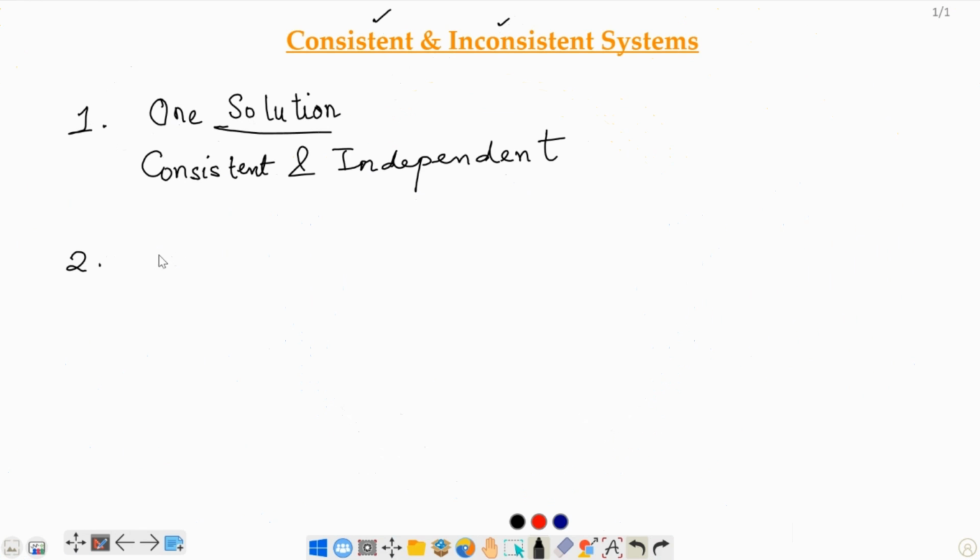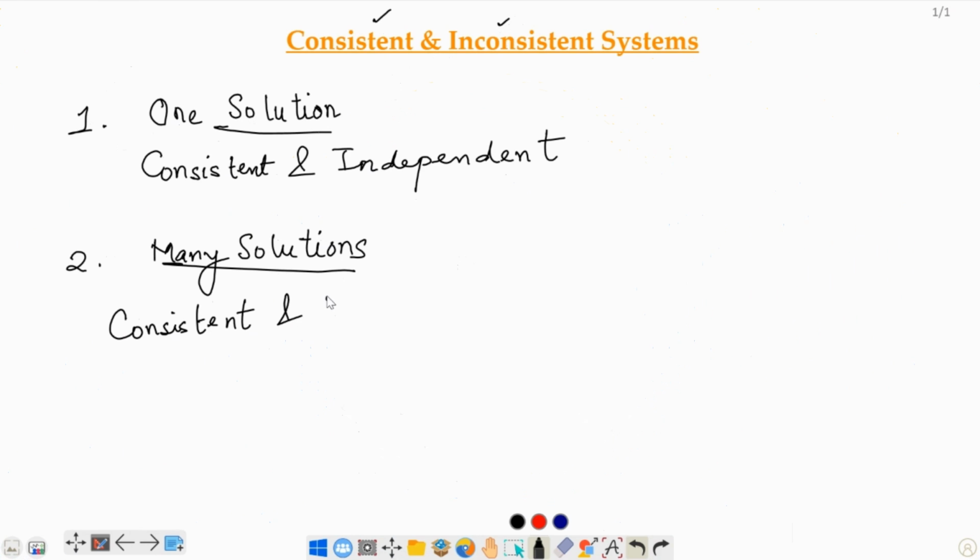Now, sometimes you might have many solutions as opposed to one solution. So, if you have infinitely many solutions, will it be consistent or inconsistent? Well, it turns out that it's still going to be consistent, okay? And do you think it's independent or dependent if there are many solutions? Okay, actually it's dependent as opposed to independent, okay?